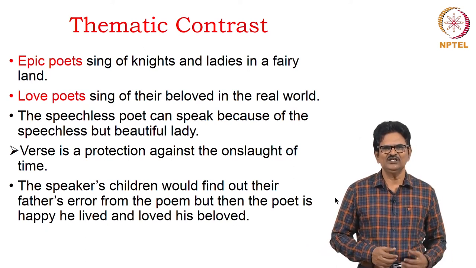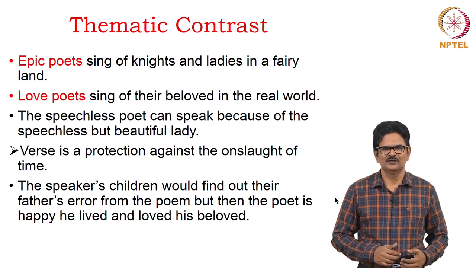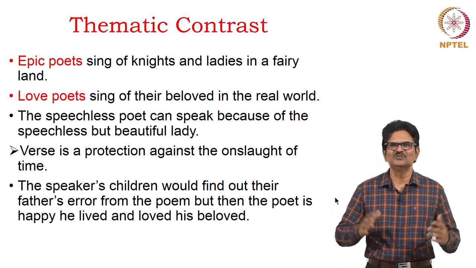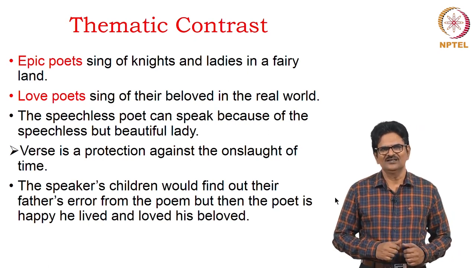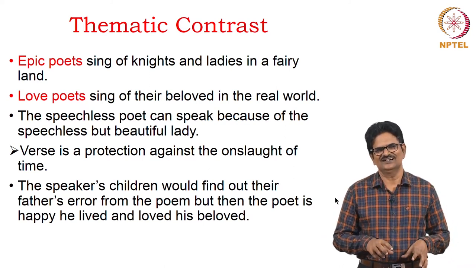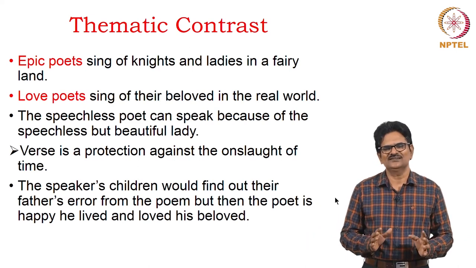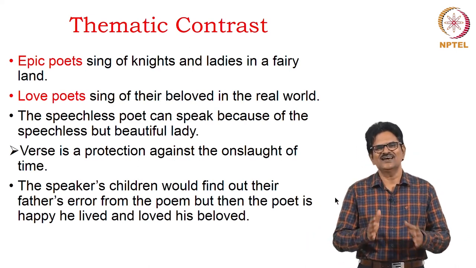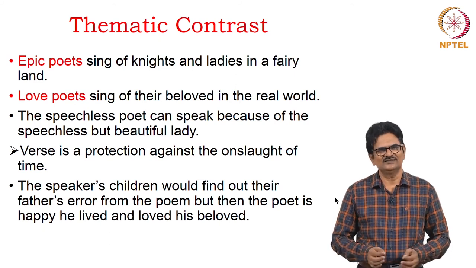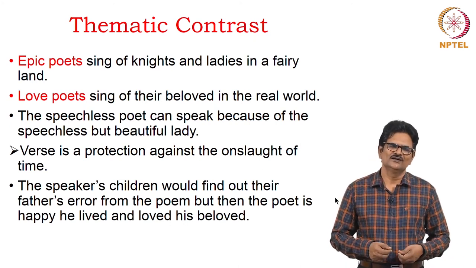Daniel considers verse to be a protection against the onslaught of time, like many other poets including Shakespeare. The speaker's children, that is, the verses, would find out their father's error from the poem, but then the poet is happy that he lived and loved his beloved. Verses, his children, the readers who may read the verses will come to know that he had a lady love like this, but that does not matter. He is happy that he lived and loved and died. That is why it is often said, it is better to love and lose rather than die without love at all. Many poets follow this wholeheartedly.